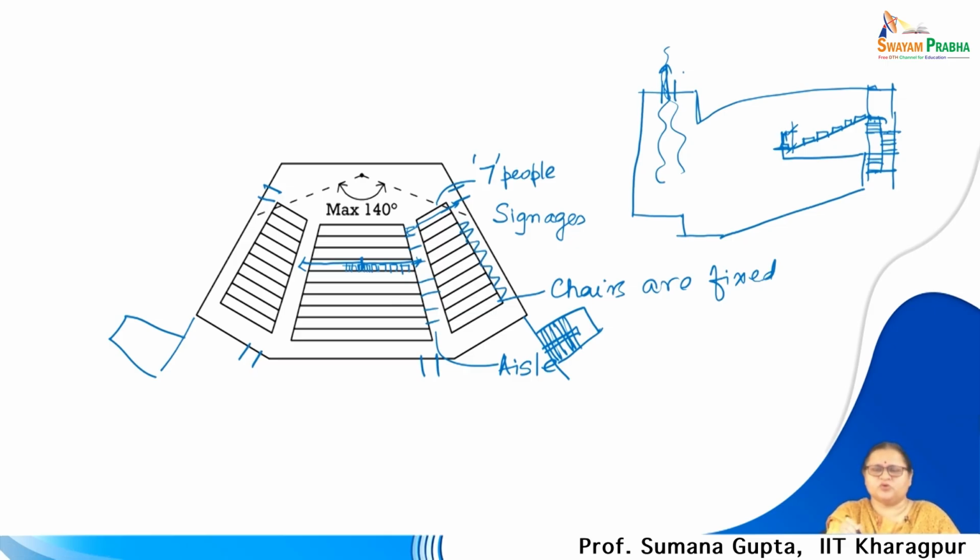But if there are no seats fixed to the ground, people can move out just pushing the chairs and they can come out to the exit points.